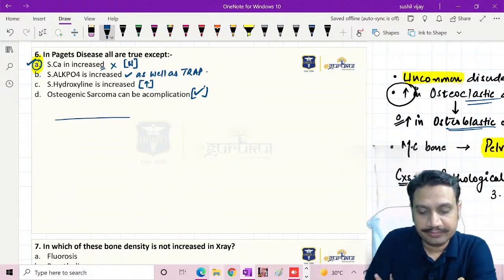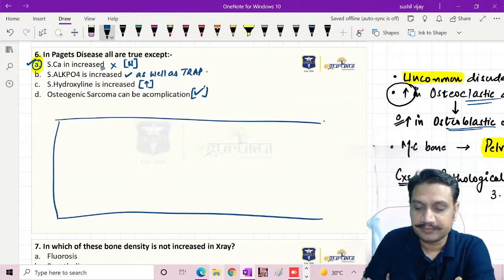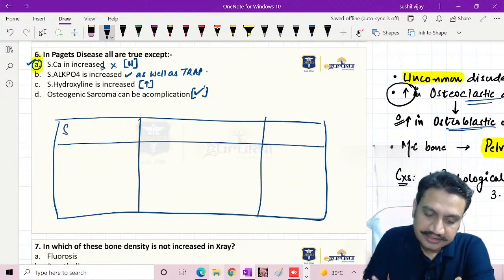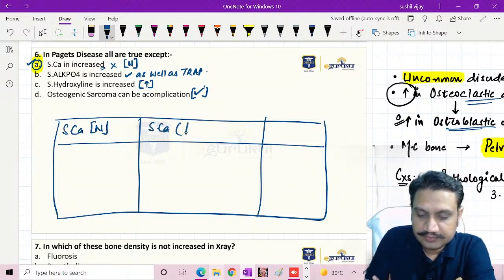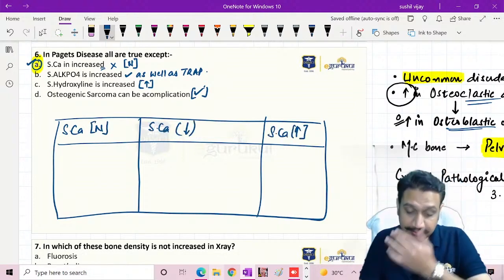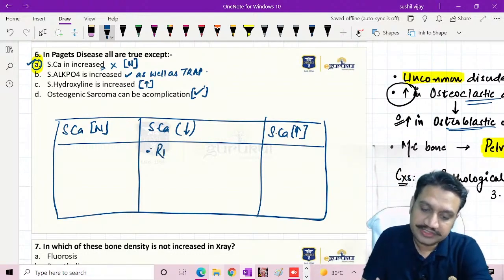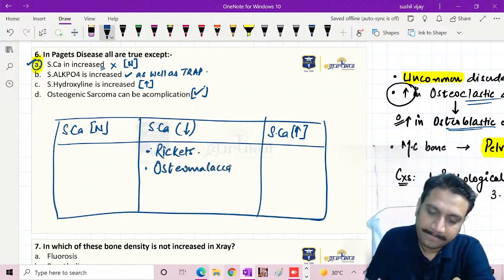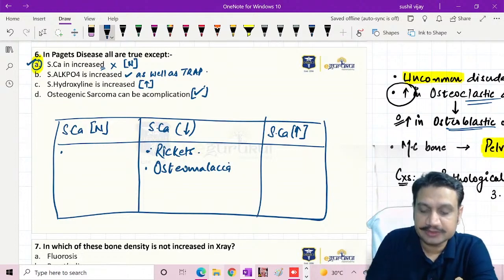See, I'll tell you in brief. This table you should always remember. Serum calcium normal, serum calcium decreased, and serum calcium increased. This is a very simple thing. Decreased in which conditions? It can be decreased in rickets, or in osteomalacia, right? Serum calcium is normal in all the other conditions that we have talked about.